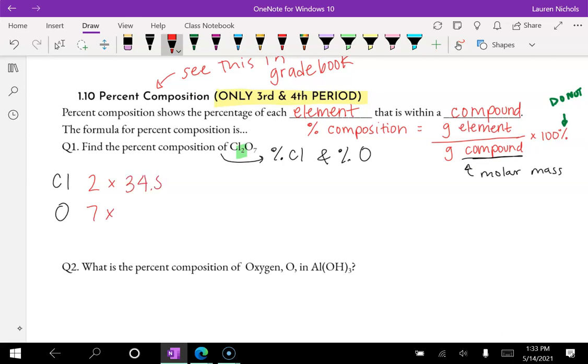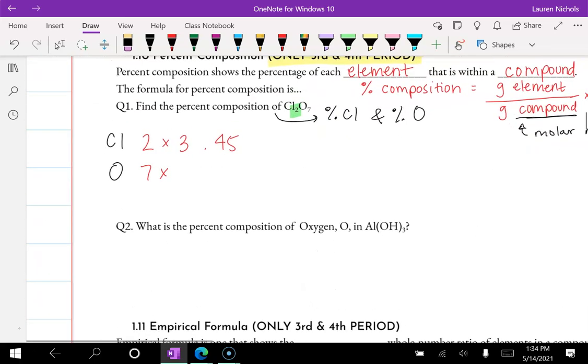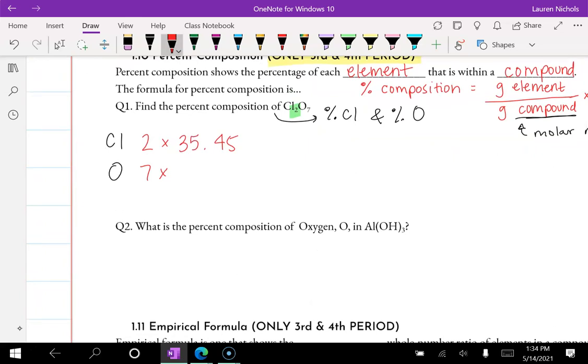Chlorine is 34.45, although I just did that off memory, and I have a feeling I'm wrong. So give me 1 second to grab my periodic table off my desk, because we should always double check. And I was wrong. It's 35.45. I knew something was off about that. And then oxygen is 16.